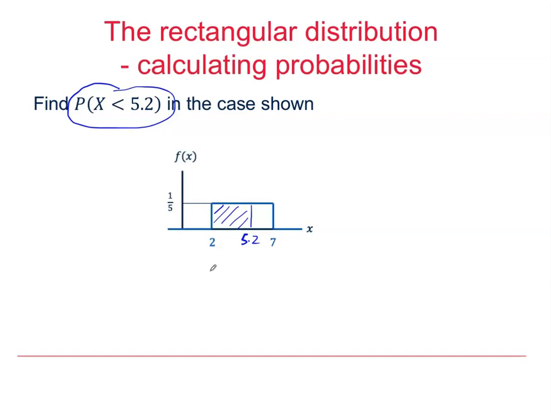Let's take a look at what we need to do there. So we're going to say the probability that x is less than 5.2 is going to be 1/5 of 5.2 less 2, and if we put that into a calculator or work it out in our heads even, it's going to finish up being 0.64.